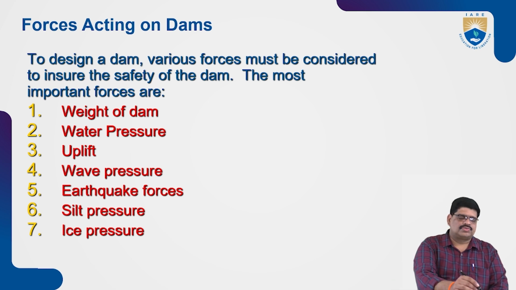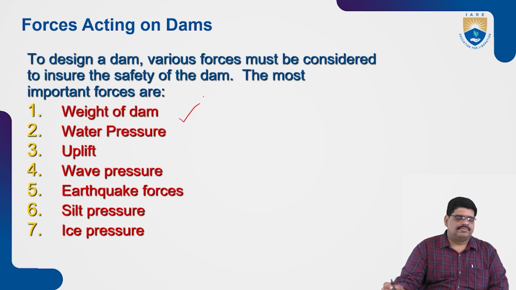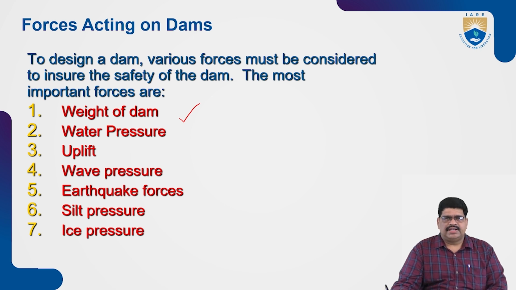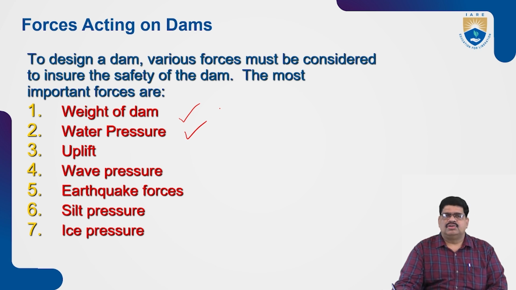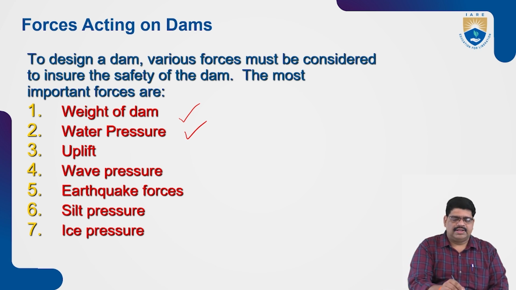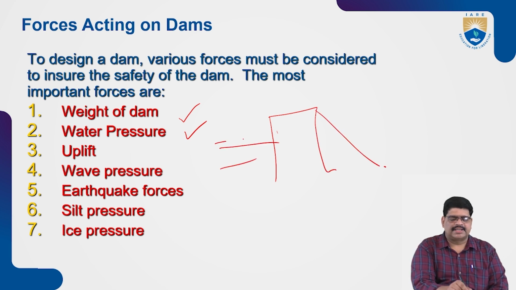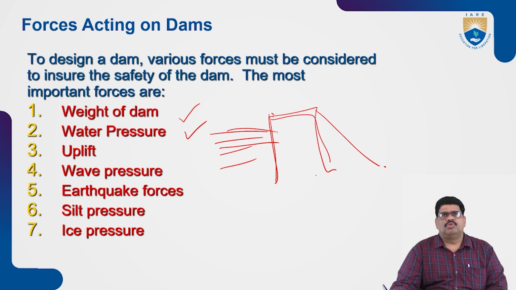The first foremost one is the weight of the dam, which we call self weight. A huge structure is constructed, so how can the self weight affect the dam? Next, water pressure. How can the water pressure affect the construction of the huge dam, and how can the forces be calculated? Let us see one by one.